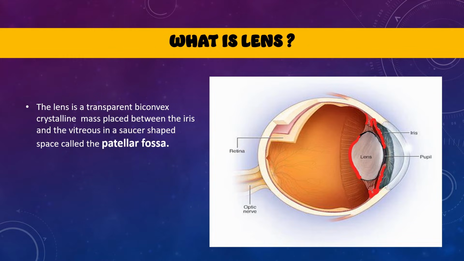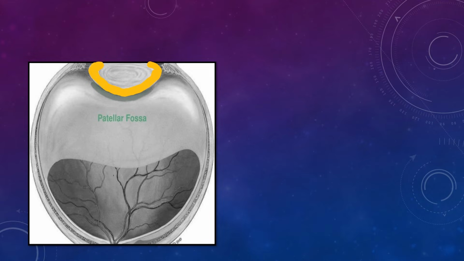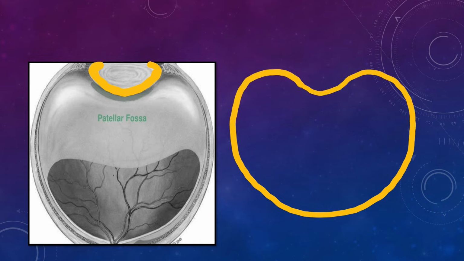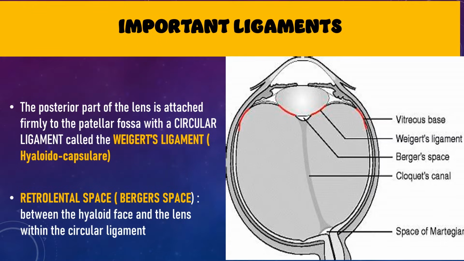Now, what is lens? Lens is basically a transparent, biconvex, crystalline mass which is placed in between the iris and the vitreous body. The lens is situated in a saucer-shaped depression at the anterior face of the vitreous, which is called the patellar fossa. So the lens nicely sits in that patellar fossa. If this is the vitreous, anteriorly it forms this cavity in which our lens will nicely sit, and that is called the patellar fossa. And of course, in front we have the iris.